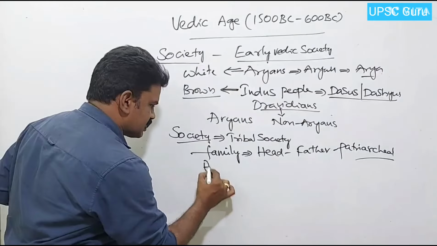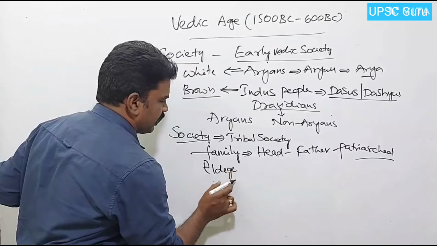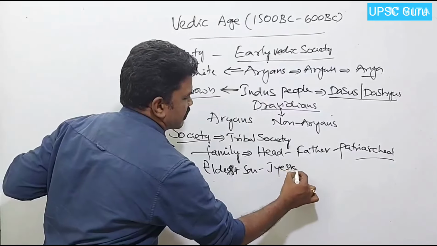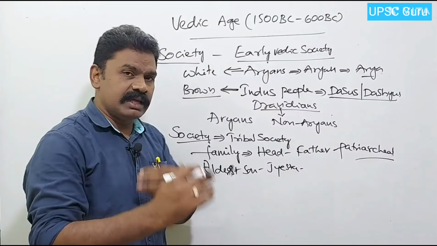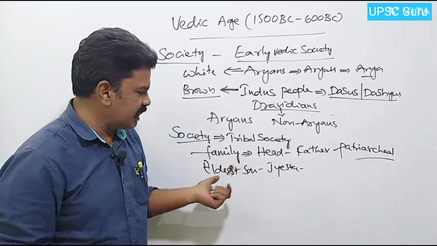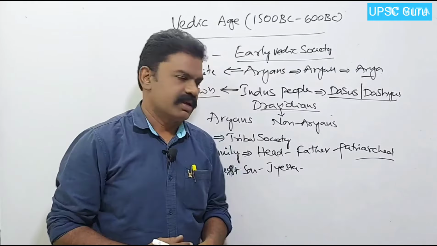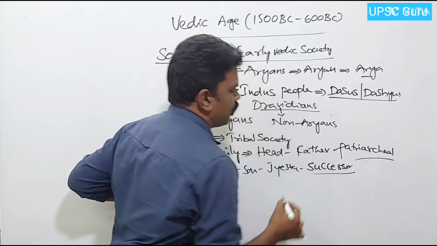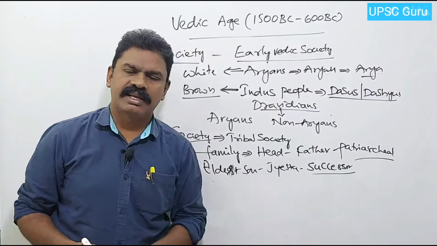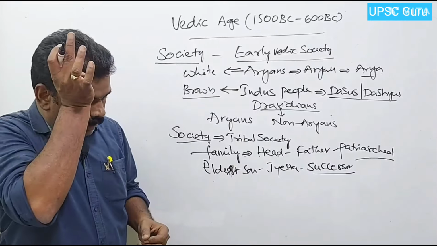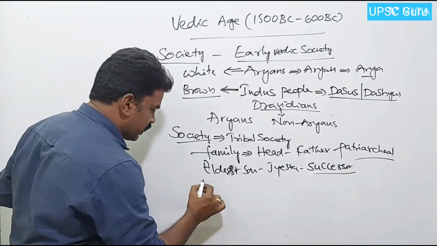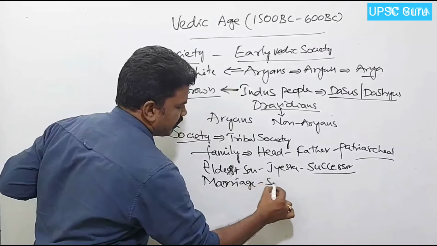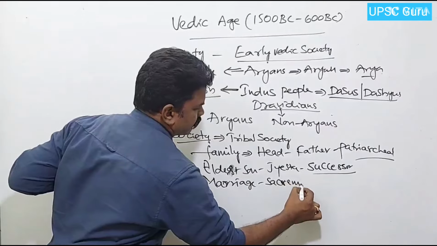The eldest son is called Jyeshtha. Jyeshtha means successor. After the father, everything would be in the hands of the eldest son, called the successor. Marriage became a sacrament in this period.